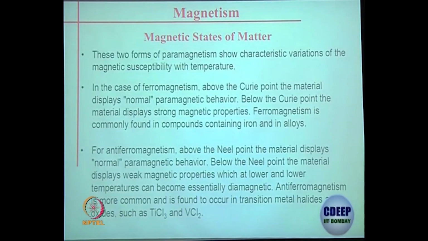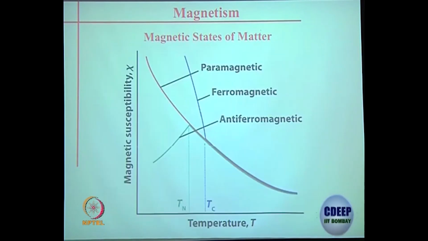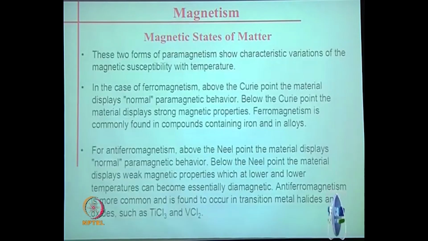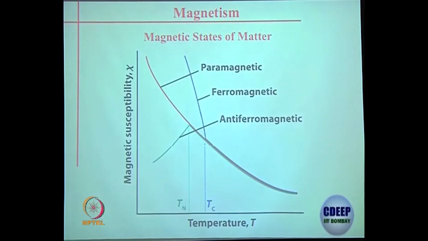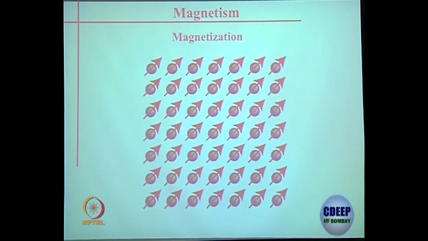Now you can read about the Curie temperature and the Néel temperature and so on. I think you have studied it before: ferromagnetic, antiferromagnetic and paramagnetic. You study from a book. Okay? Magnetization.